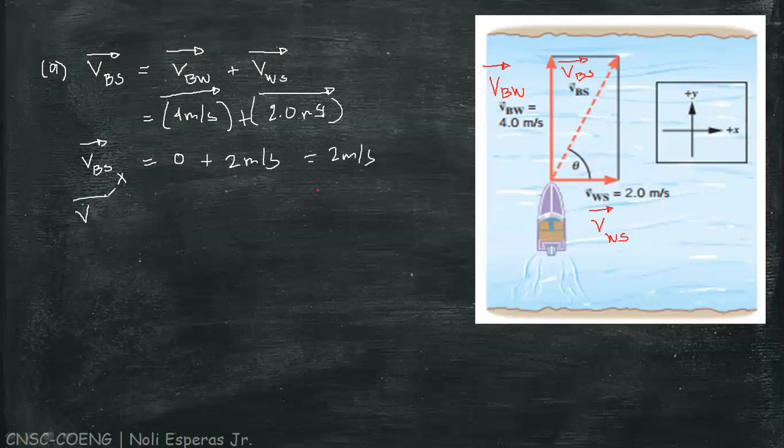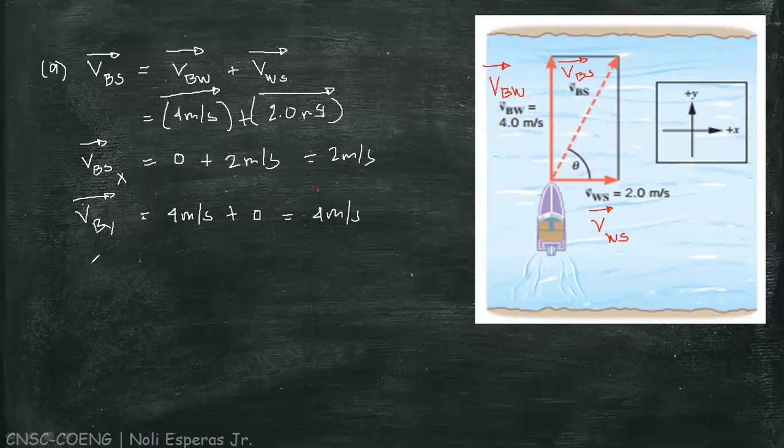Okay, now let's solve for the y component. Does V_BW have a y component? Yes, which is 4 meters per second. Does V_WS have a y component? No. Therefore, our V_BSy is 4 meters per second.